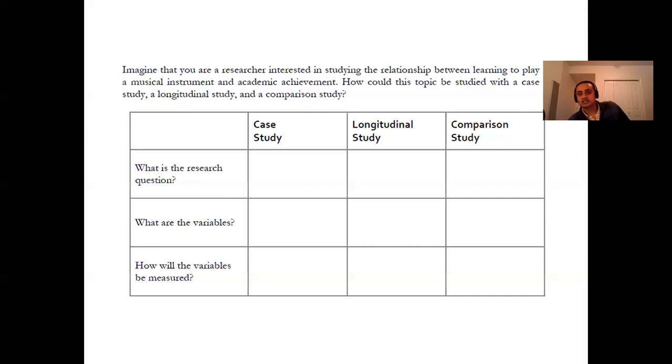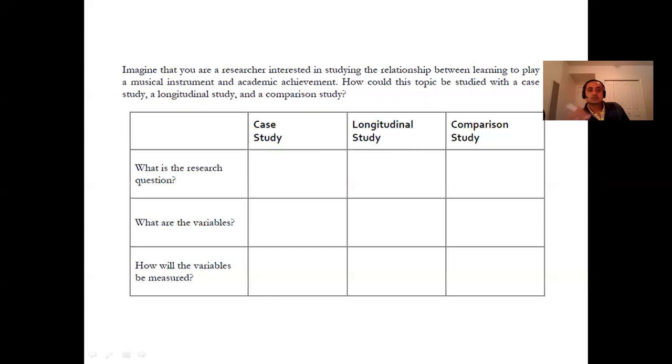Okay, let's do a little exercise. Imagine you're a researcher interested in studying the relationship between learning to play a musical instrument and academic achievement. How could this topic be studied with a case study, a longitudinal study, and a comparison study? It's a very simple question. So you don't already necessarily play a musical instrument. So learning an instrument.